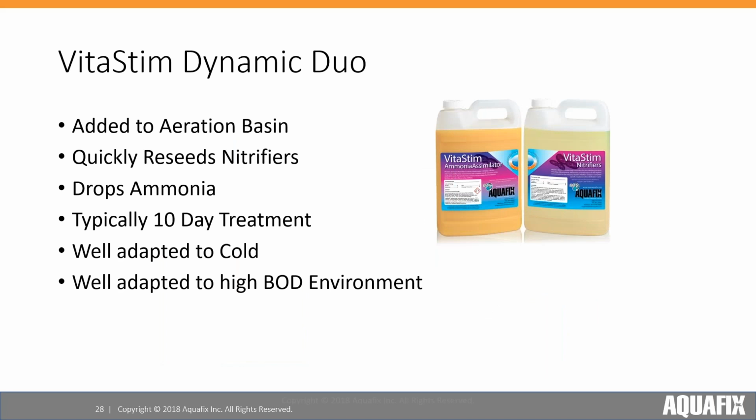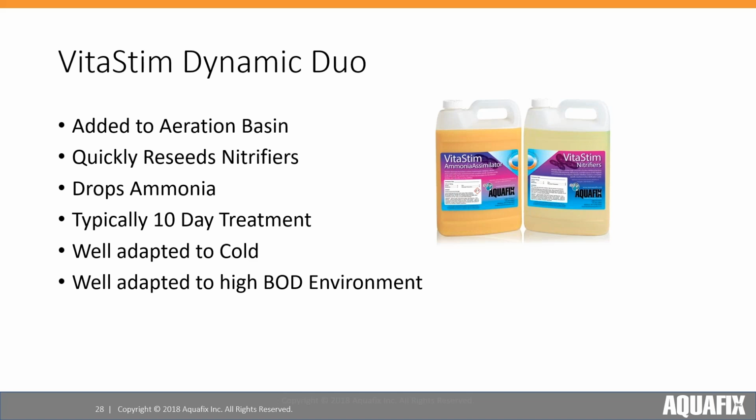To use Dynamic Dual, typically the products are added at the same time, so you can use both parts simultaneously. They're both added directly to the aeration basin, and they establish themselves very quickly, so operators can get a very quick drop in ammonia. It's typical for us to do a 10-day treatment. After those 10 days, not only has the ammonia dropped, but the nitrifiers should be well established within the plant and able to reproduce within that plant's hydraulic retention time. So there should be no continued need to keep adding these products. We culture these bacteria in our lab through batch culturing methods.